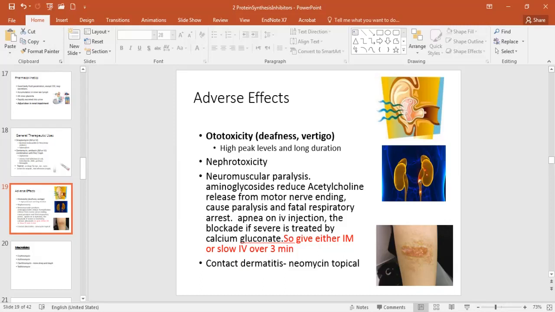لذلك من تعطي الانجكشن مال الأمينوغليكوسايدز to avoid such side effect as neuromuscular paralysis, either you give it IM or you give it slow IV over 3 minutes. Don't give it as a rapid injection. Other side effects, contact dermatitis خاصة مع النيومايسين topical application.